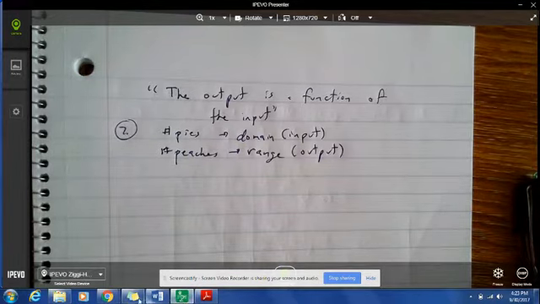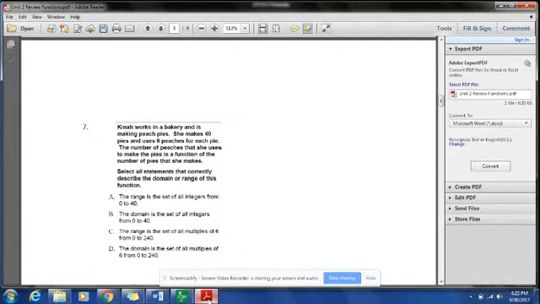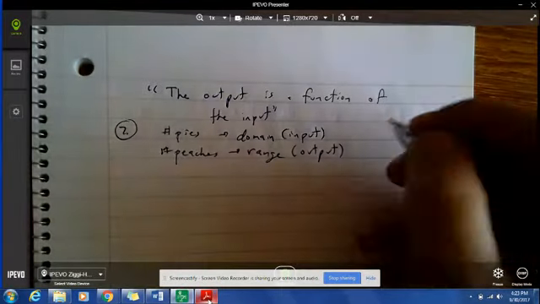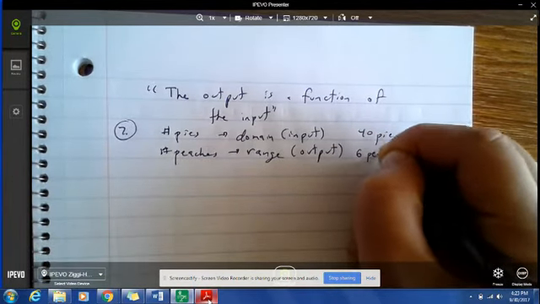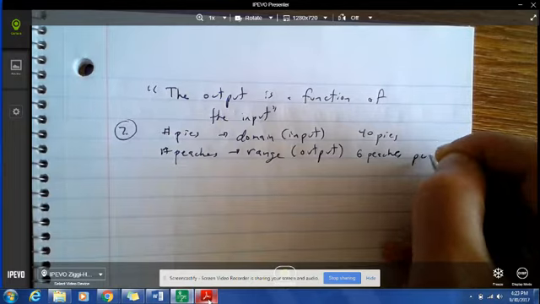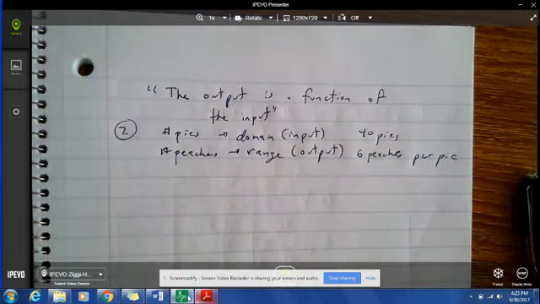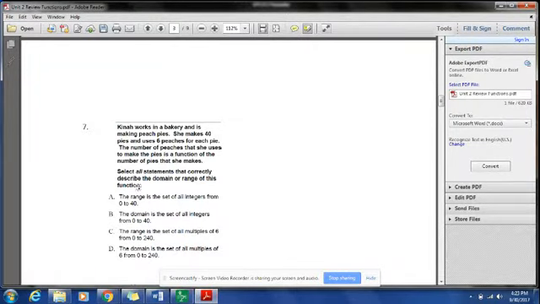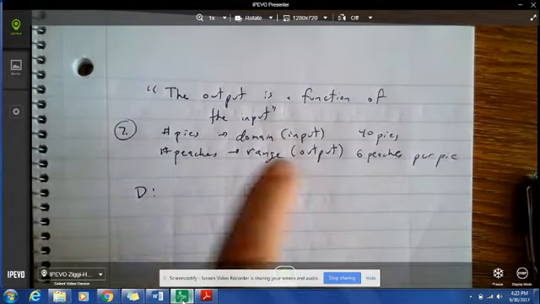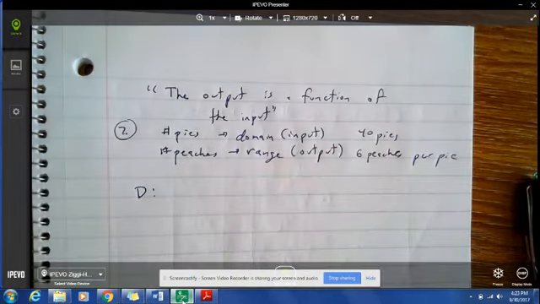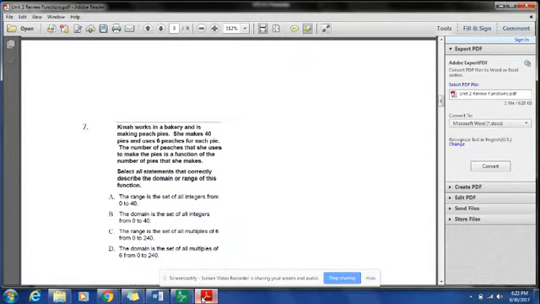Okay, and then some other information that's important for this problem is that she's making 40 pies. We have 6 peaches per pie. And now let's look at the choices. So actually, before we look at the choices, let's talk about what the domain and range are going to be. So the domain is going to be the number of pies we can make. And it says she makes 40 pies.